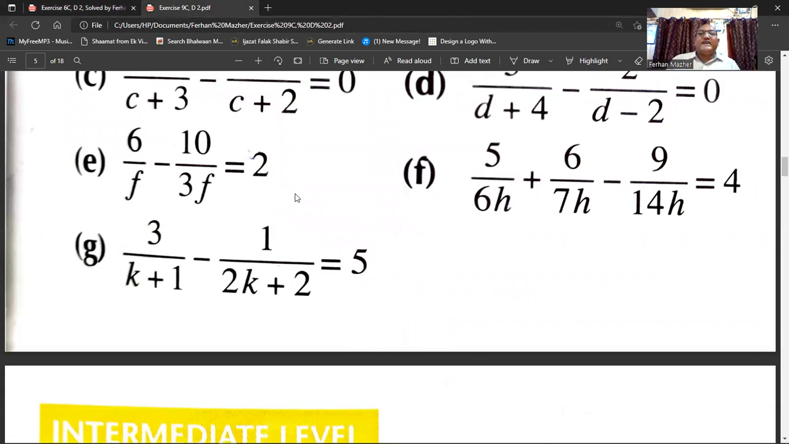Question number 6 and its F part. The F part is 5 divided by 6h plus 6 divided by 7h minus 9 divided by 14h is equal to 4.